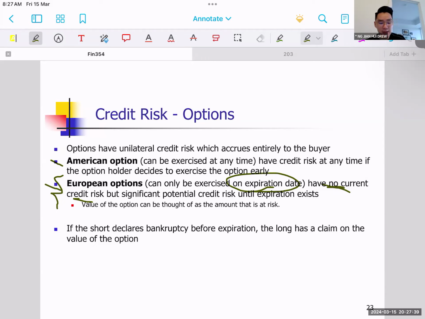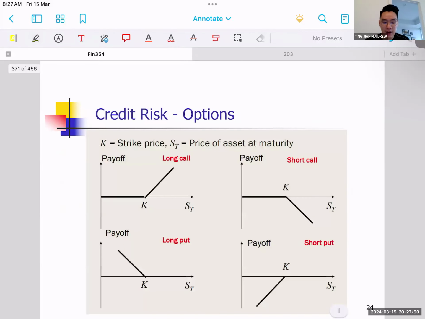There's a small comment here. If the short declares bankruptcy before expiry, the long can claim on the option value. This might not make much sense now, but let's look at the option payout structure, then we can understand what is a long and what is a short. So what we see here are vanilla options.